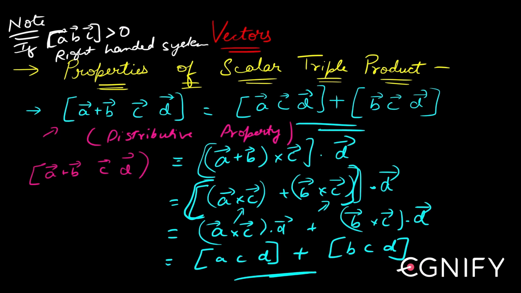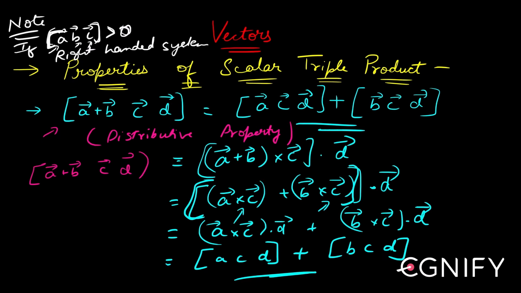So what you have to do is take the vectors in whatever order they have given in the question, place them in the same order, and take their box product. If the box product is greater than 0, then they form a right-handed system. With this, let's move on to the next property.